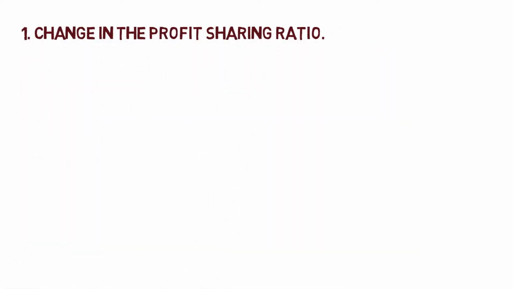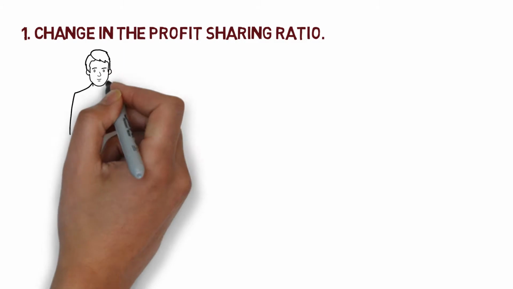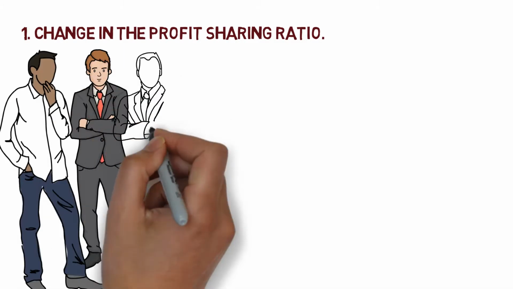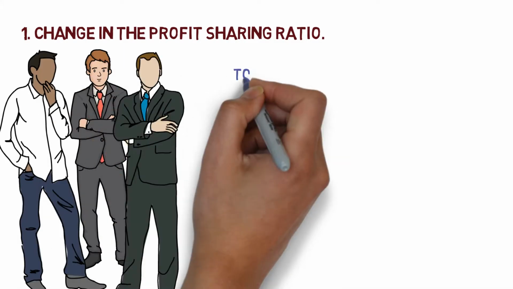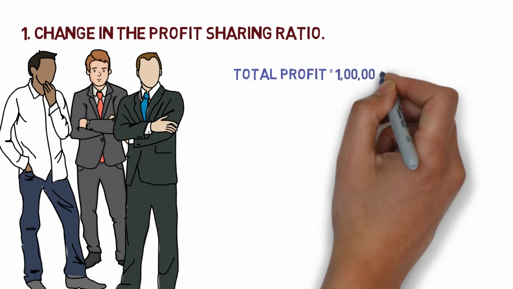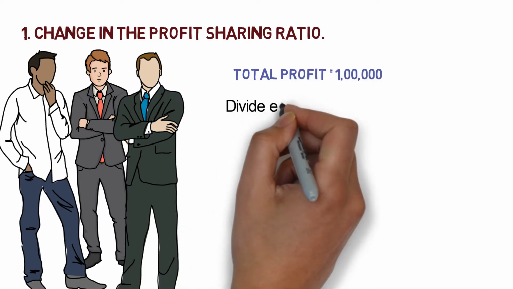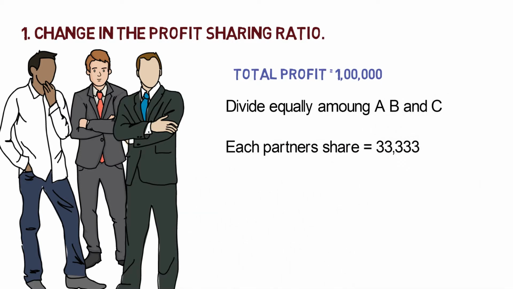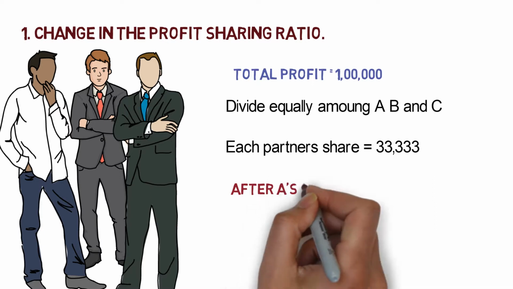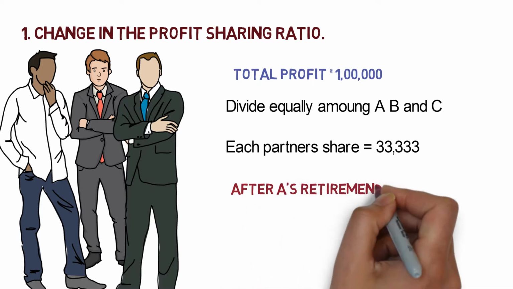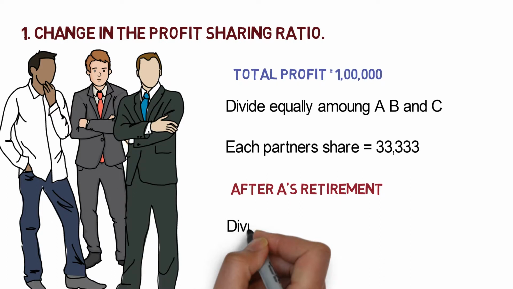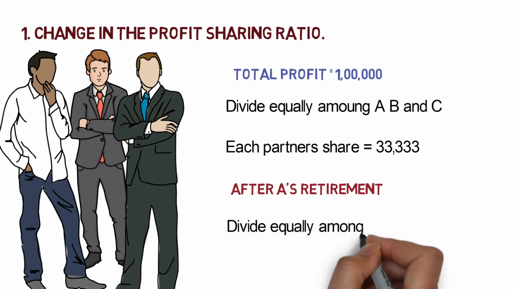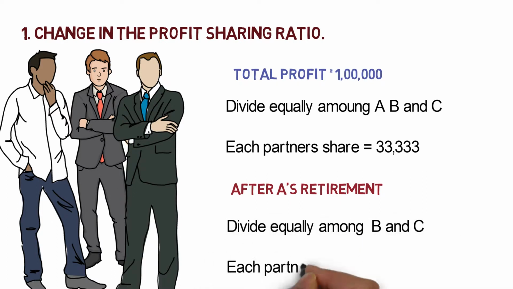Change in profit sharing ratio. Let's understand this with the help of an example. A, B and C are 3 partners sharing profits and losses equally. Let's say the firm made a profit of Rs 1 lakh during an accounting year. The share of each partner will come to Rs 33,333. Let's say A retired from the partnership firm, and B and C, the continuing partners, will share the future profits equally. The share of each continuing partner comes to Rs 50,000 after the retirement of A.